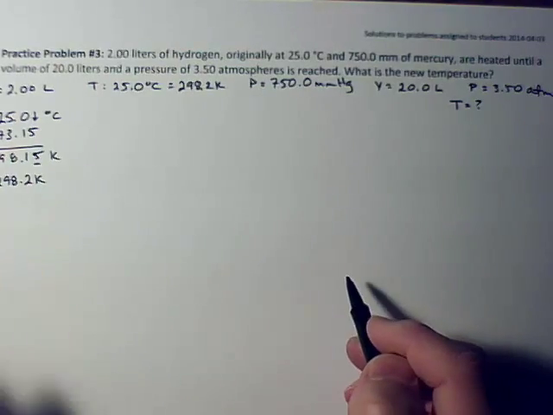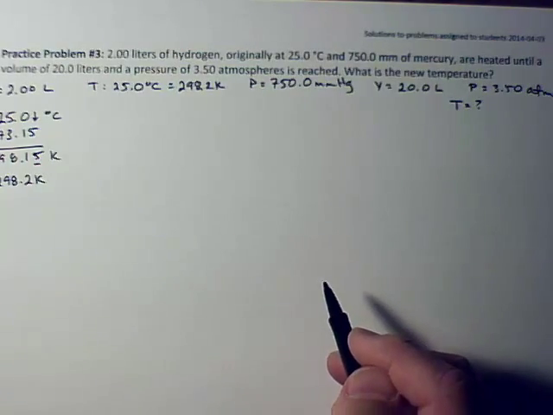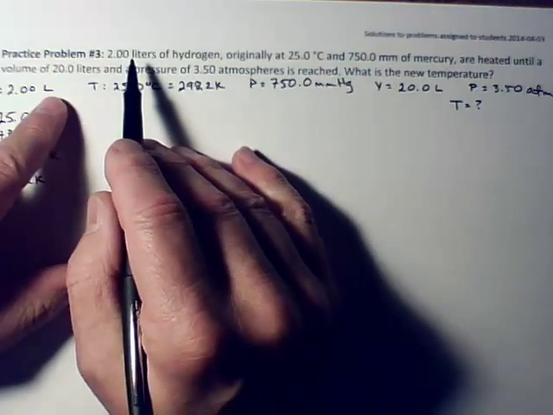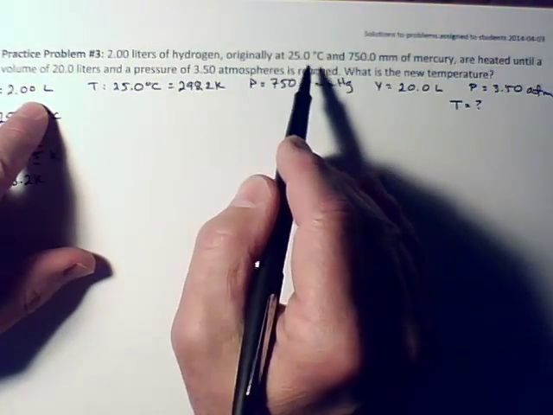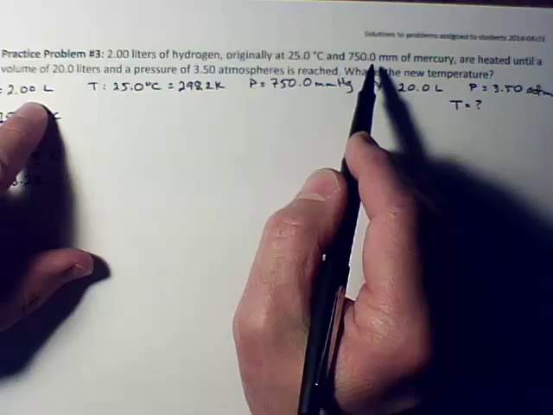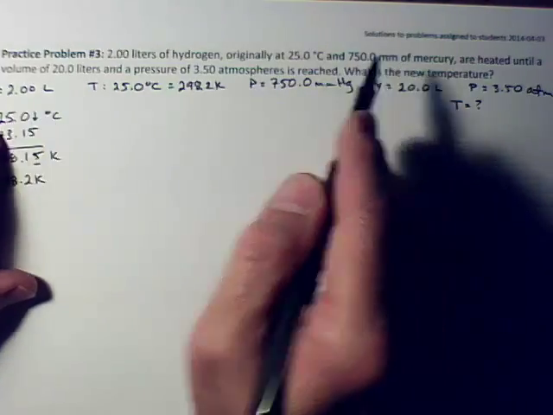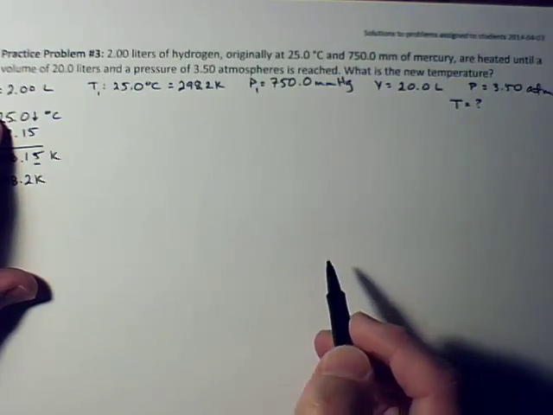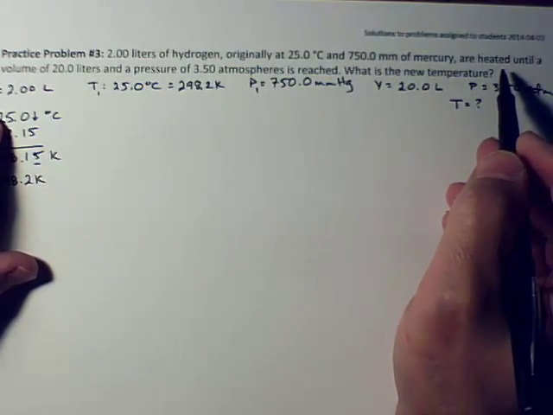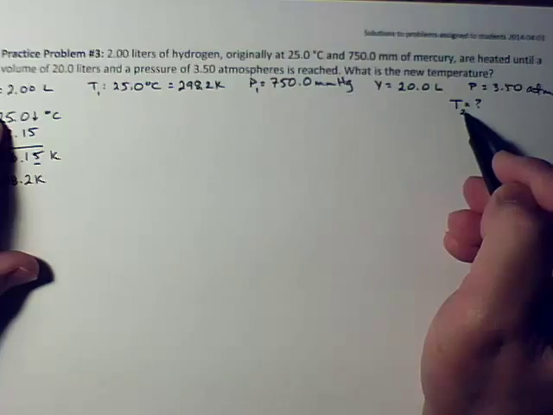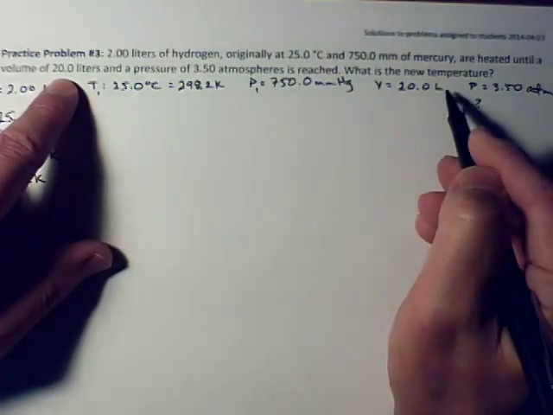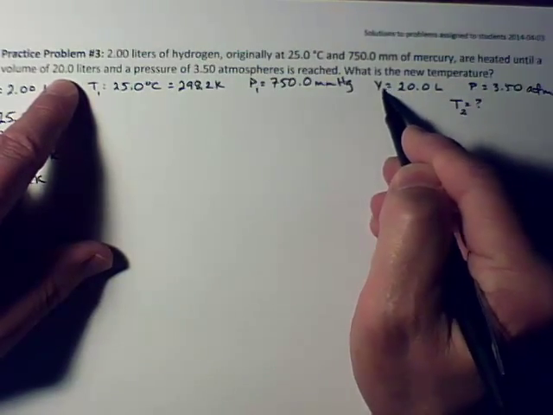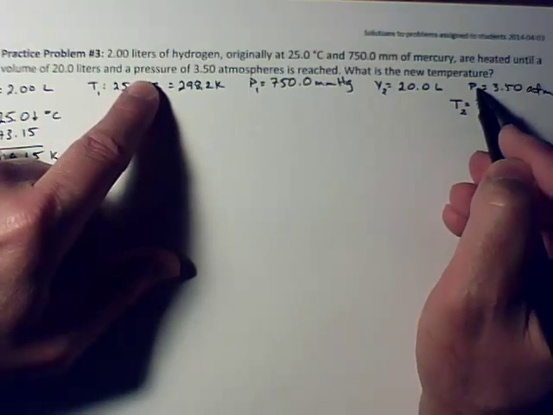We've got to sort all this out and figure out which temperature and which pressure we're talking about. So we have 2 liters of hydrogen at an original temperature of this and this pressure. So this must be V1, T1, and P1. Then we're going to heat it, so we're changing the temperature. That's temperature 2, and when we heat it, we get a new volume of this and a new pressure of this.